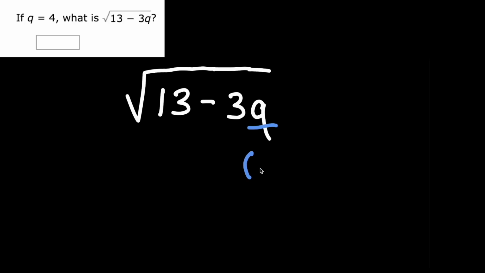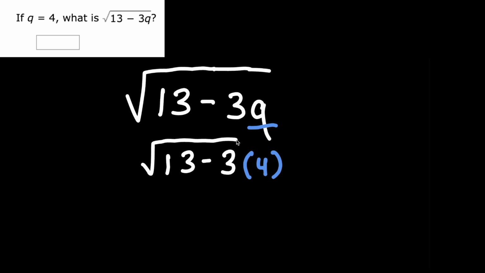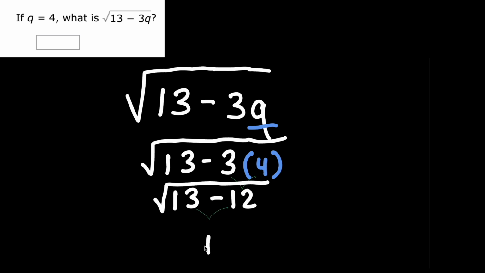Next we have to substitute 4 for q. So the first step is to multiply 3 times 4, which gives us 12. Then we can subtract. 13 minus 12 equals 1. Lastly, the square root of 1 is 1.